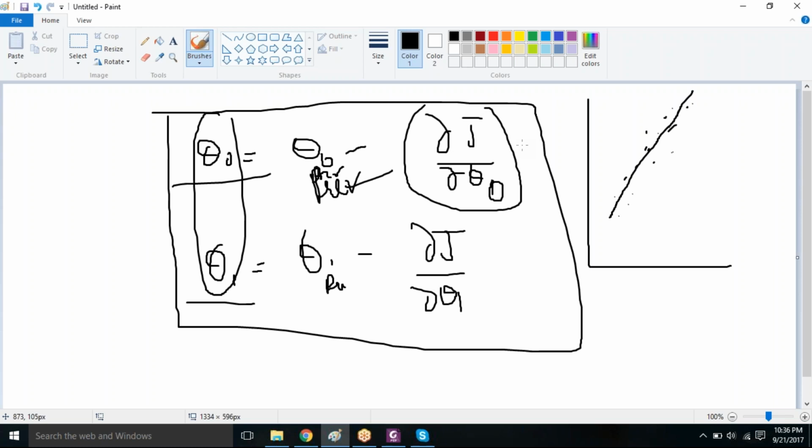Does this seem fine to you? Till now, do you have any problem, or any query, you can ask. Theta 0. Yeah. And theta 1. Yeah.